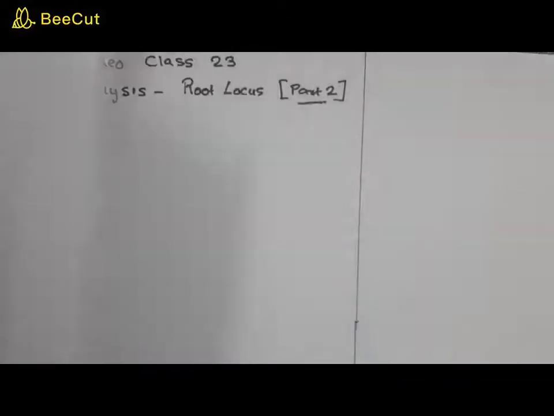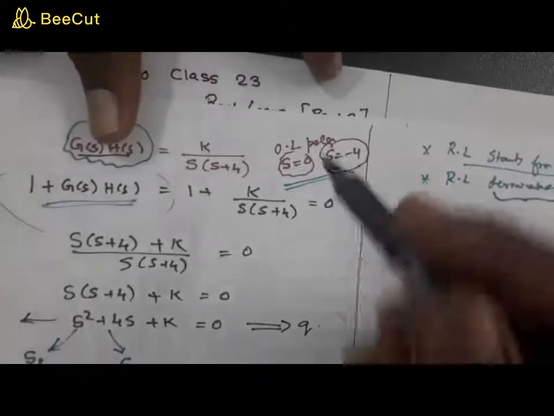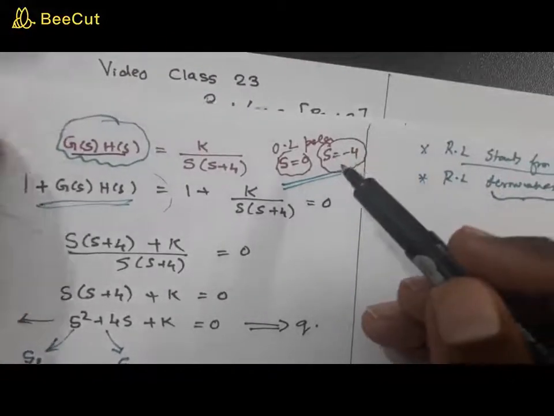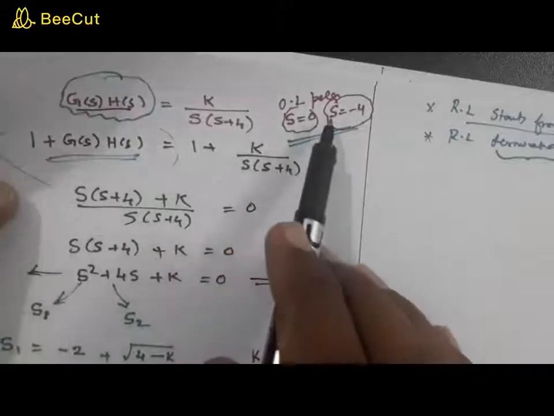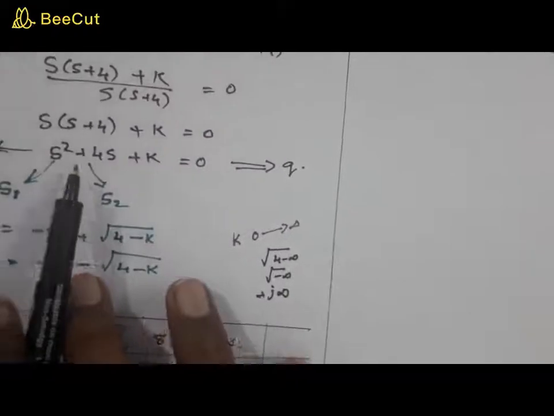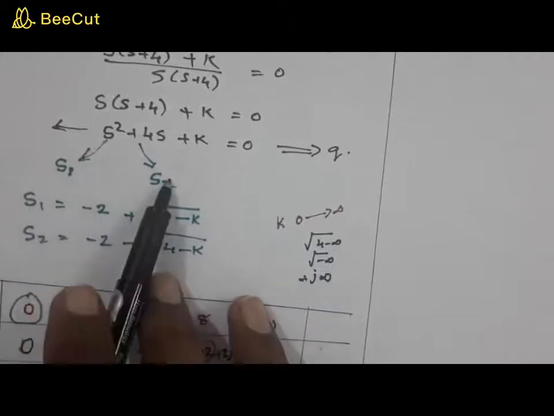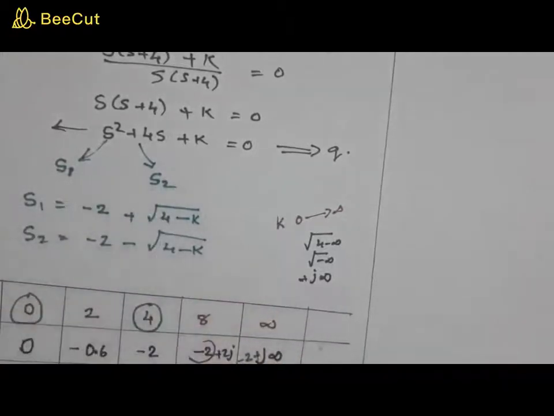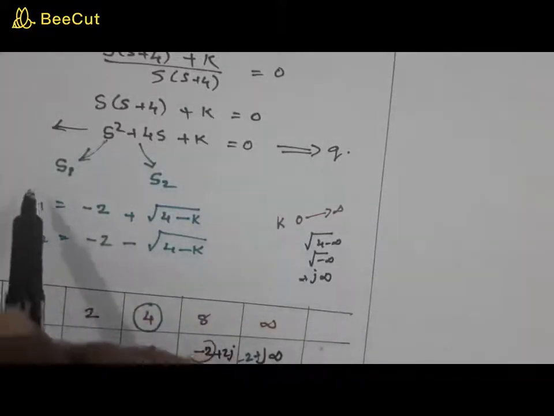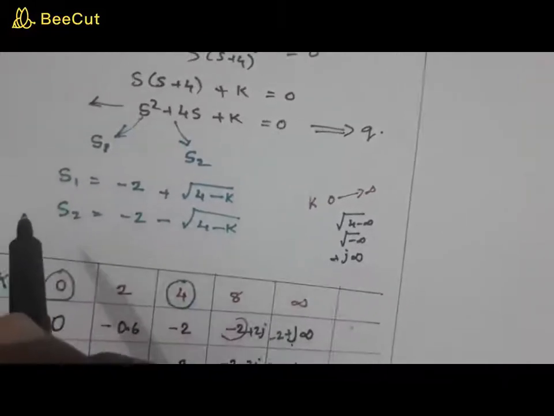Now we went on to do the second example. It is a slightly different example. Here we have two open loop poles, and since it has two open loop poles, when you frame the characteristic equation you get a quadratic equation, showing that it has two roots, s1 and s2. Now if you want to plot these roots, that's the meaning of root locus. That's how you find the root locus.